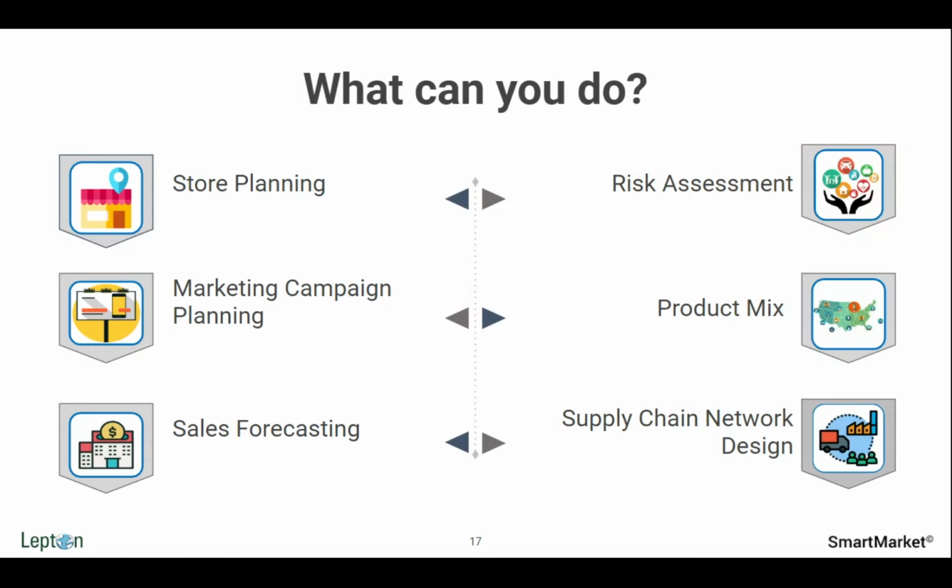Other than rationalizing the store, what else can I achieve with the help of Smart Market? I can do store planning, market campaign planning, sales forecasting, risk assessment. I can understand whether a particular product is going to fit in this location, or which location should be targeted for a particular set of products. Or I can also realign my supply chain network.